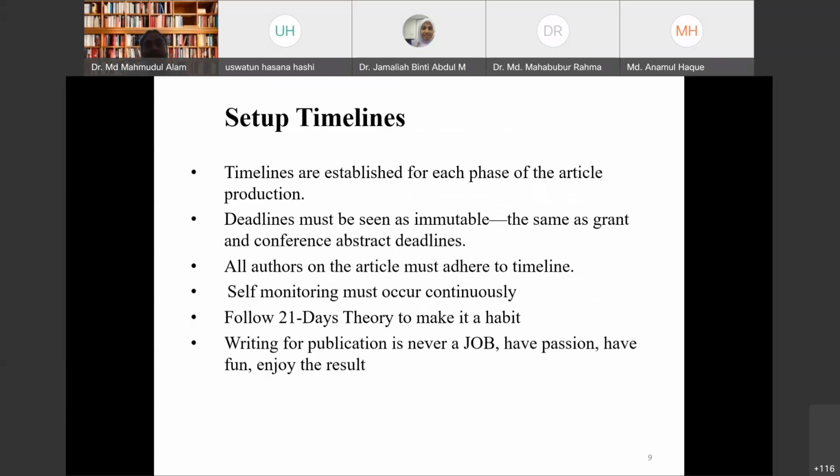Okay, then set up your timeline. You establish a time, how you can finish it, when you can finish it, and set up a deadline. Try to meet the deadline like a student filling up their assignment. So it will make it easier to work on it.